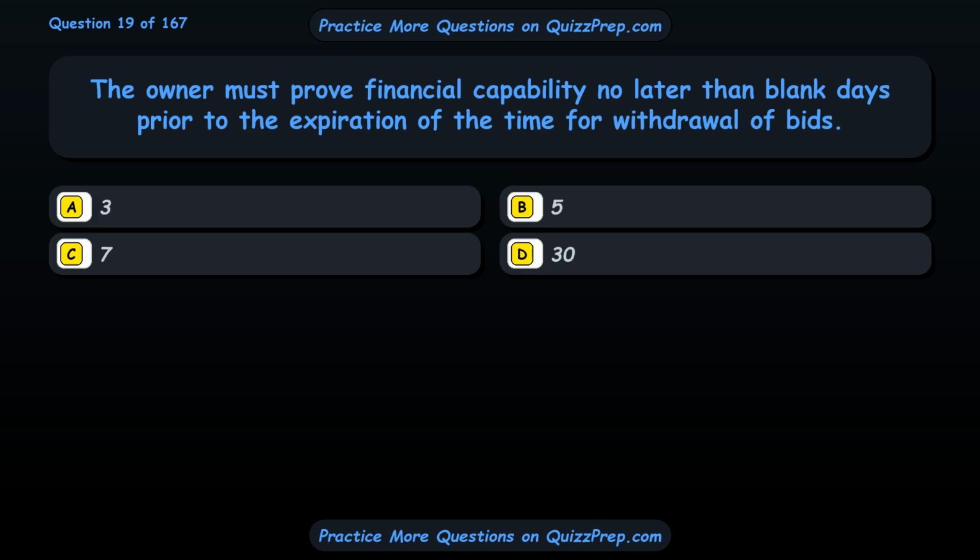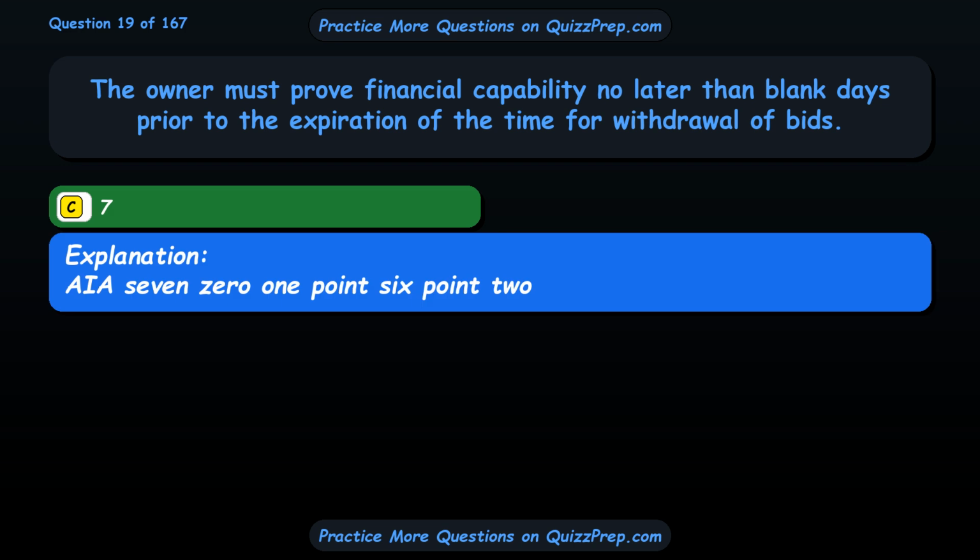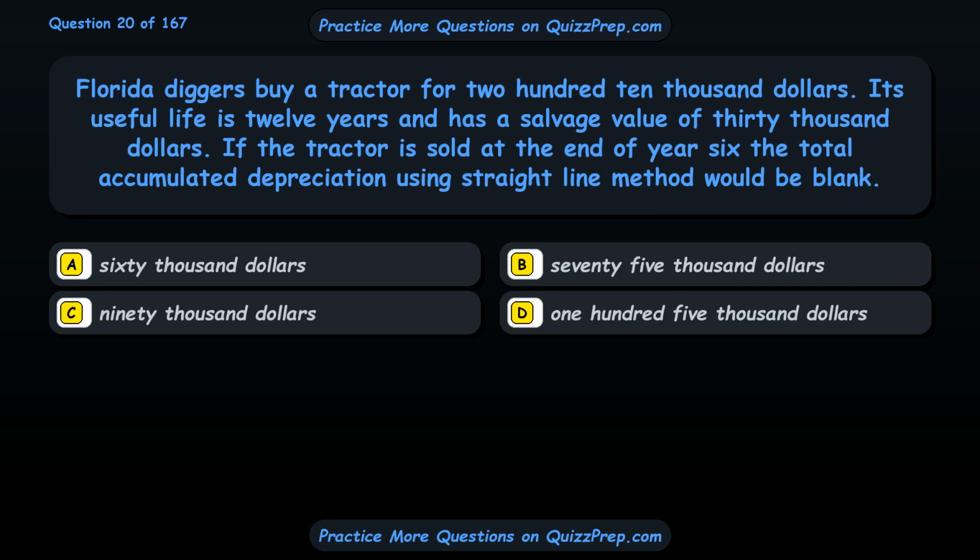Question 19. The owner must prove financial capability no later than blank days prior to the expiration of the time for withdrawal of bids. Option A, 3. Option B, 5. Option C, 7. Option D, 30. The correct answer is option C, 7. AIA 701.6.2.